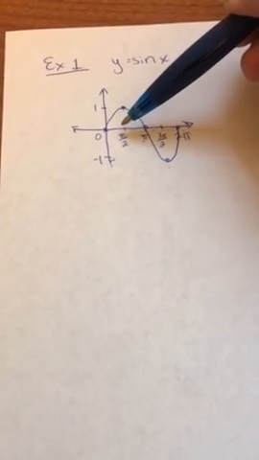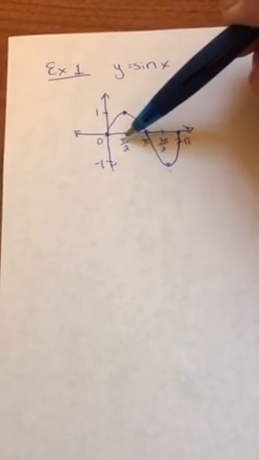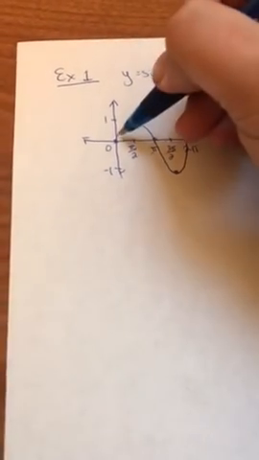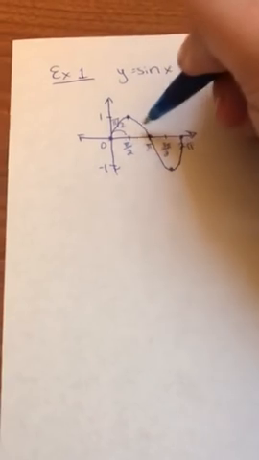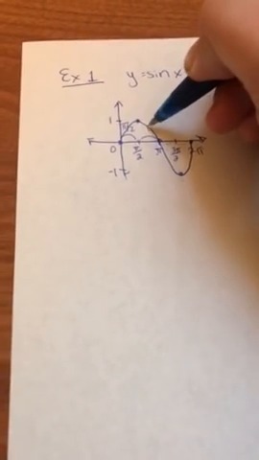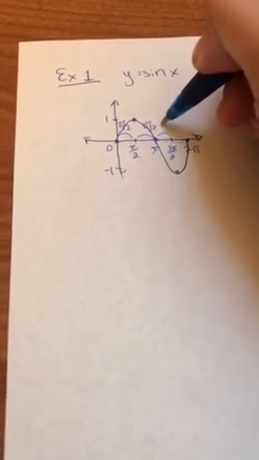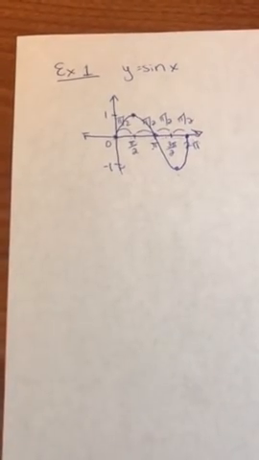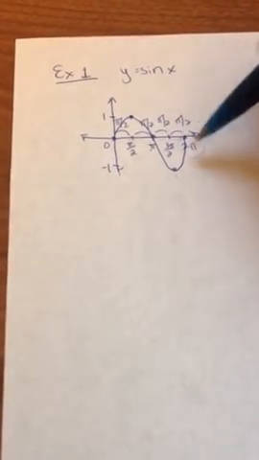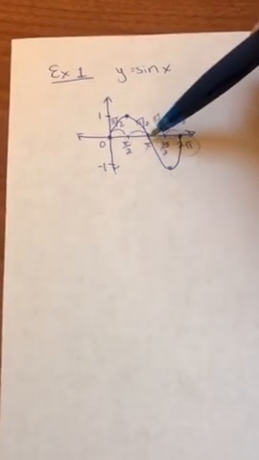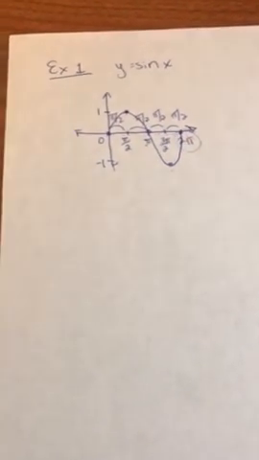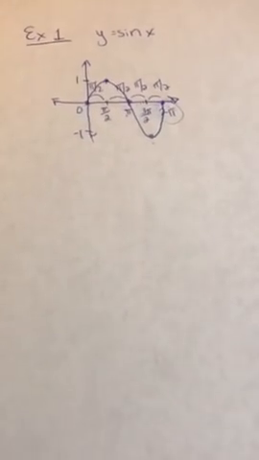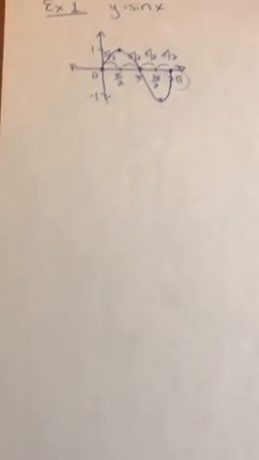To get from pi over 2 to pi, I would keep adding pi over 2. So this is pi over 2 apart, this is pi over 2 apart, this is pi over 2 apart, this is pi over 2 apart. And again, we got that by taking the period and dividing it by 4 because this section is divided into 4 parts. So we're going to use that information to help us graph the next function. Okay, so let's move on to example 2.